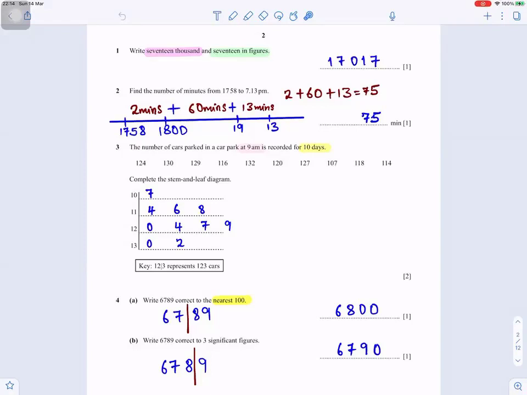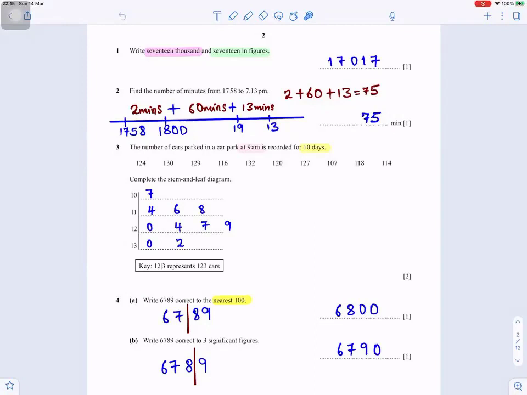Question number 2, find the number of minutes from 1758 to 7:13 p.m. So 1758, you put it on the number line. 2 more minutes, you get to 1800. 60 minutes more, or 1 hour, you get to 1900. And 13 minutes, you get to 1913. So you add all those minutes together. 2 minutes plus 60 minutes plus 13 minutes gives you 75 minutes.